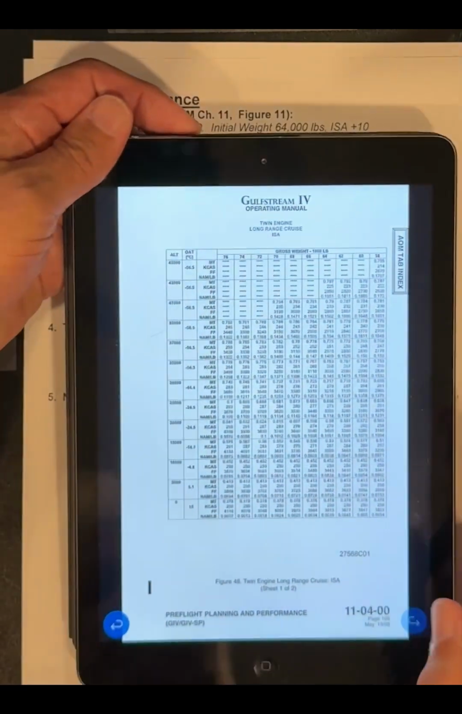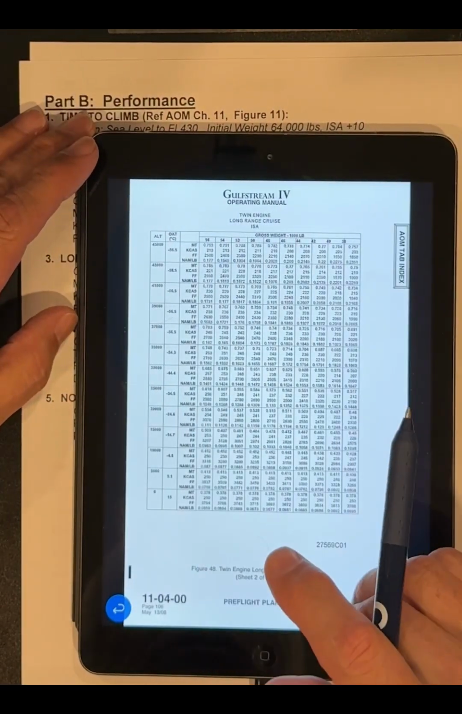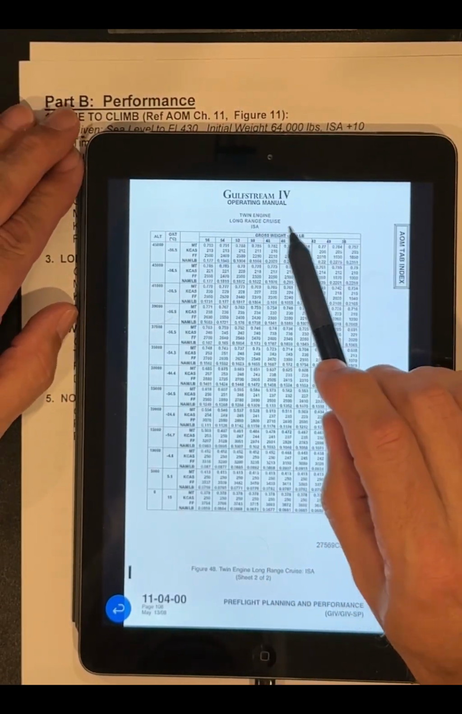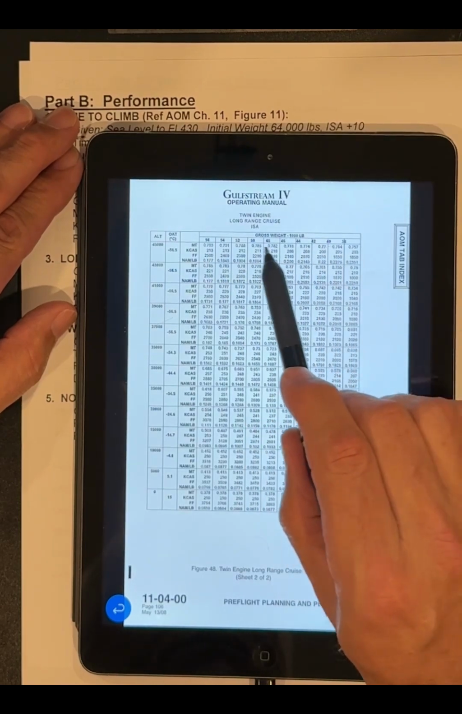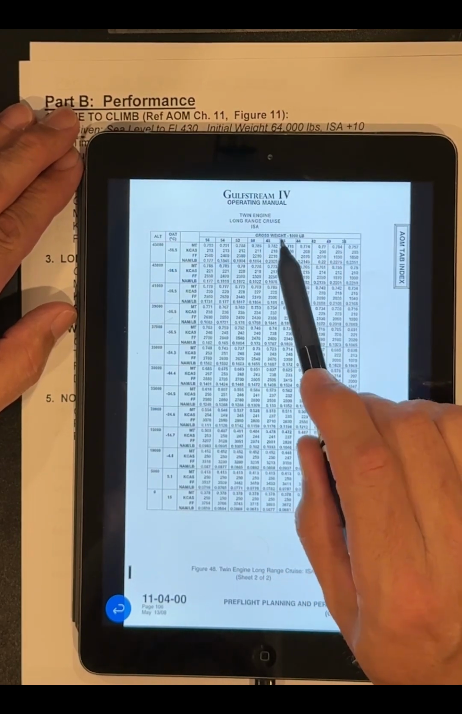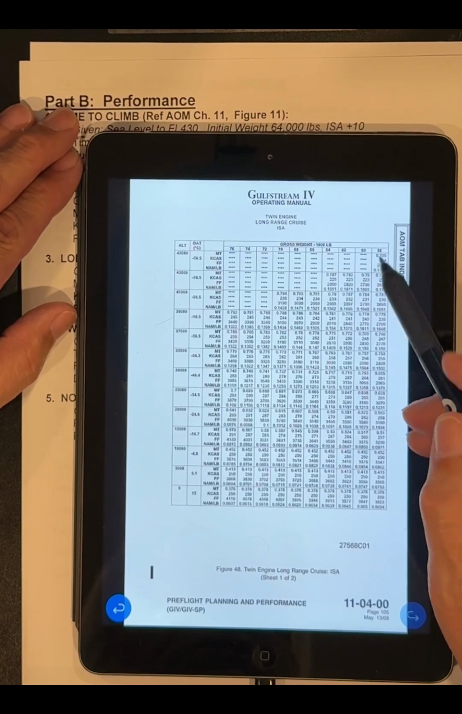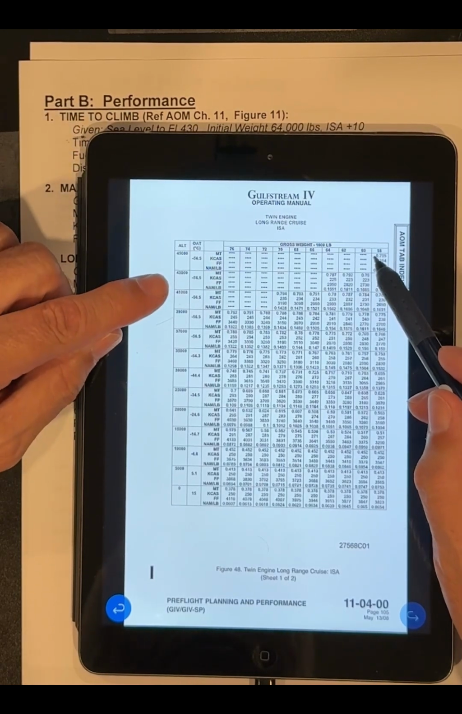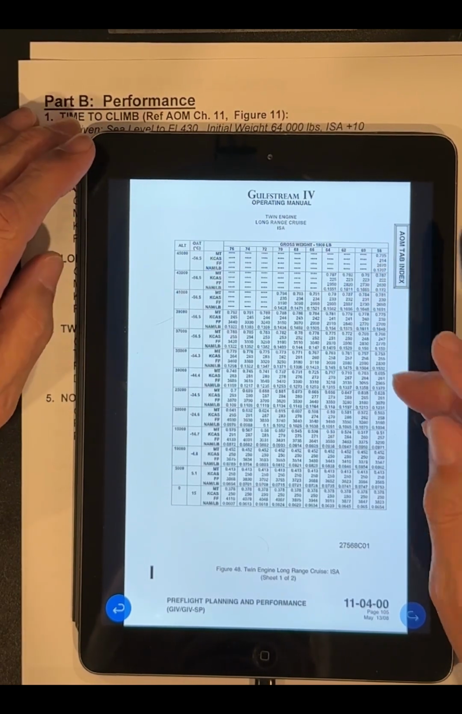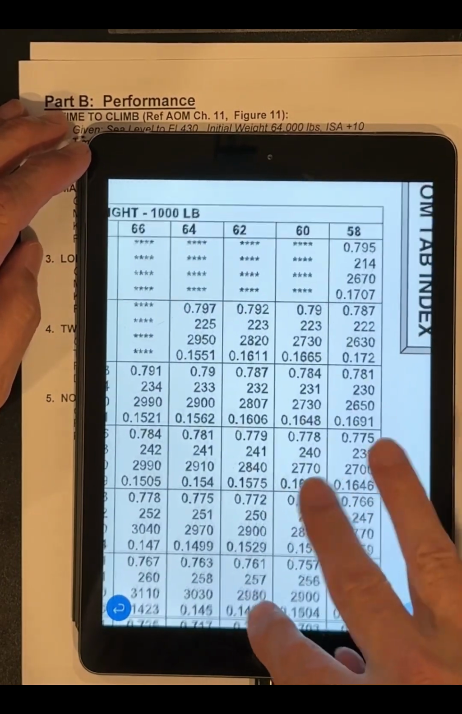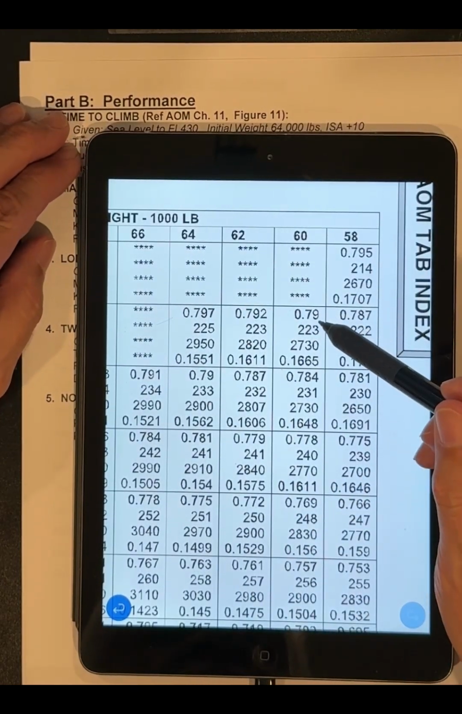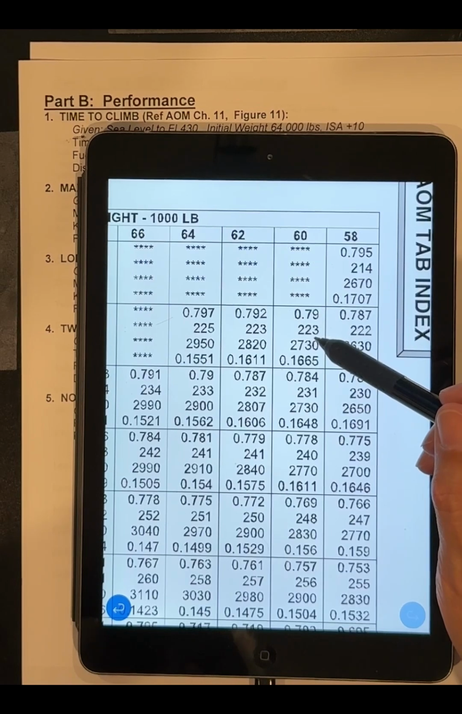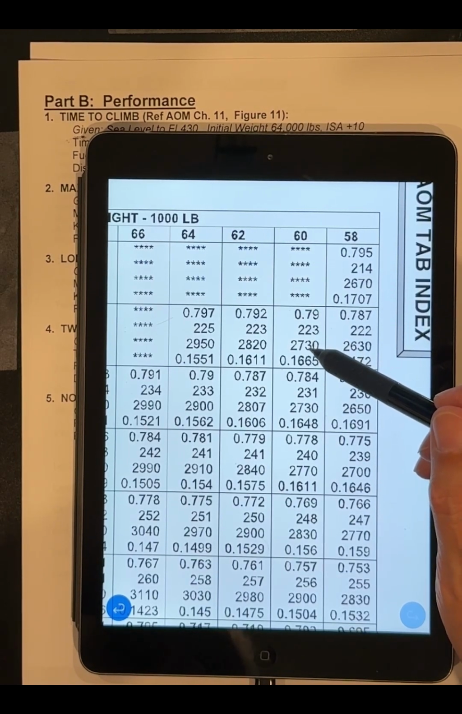Where's our information? It's right here. What's the next page tell us? Next page is long range cruise as well, but at different weights. You see those weights up here? So what's our weight? 60,000 pounds. We're right here. 43,000 feet. Long range cruise. This is the information we're looking for. Right there. Mach 0.79. Calibrated airspeed 223. And the fuel flow is 2730 total.